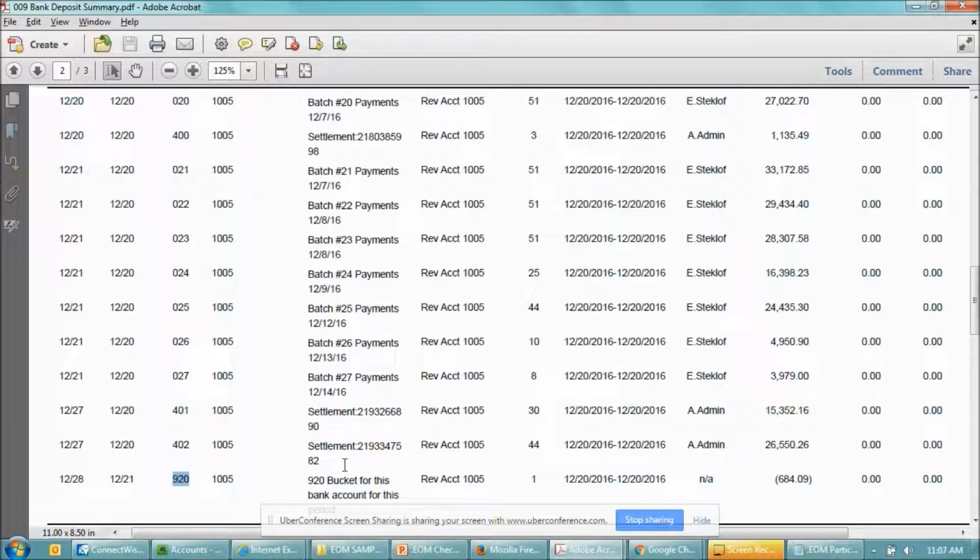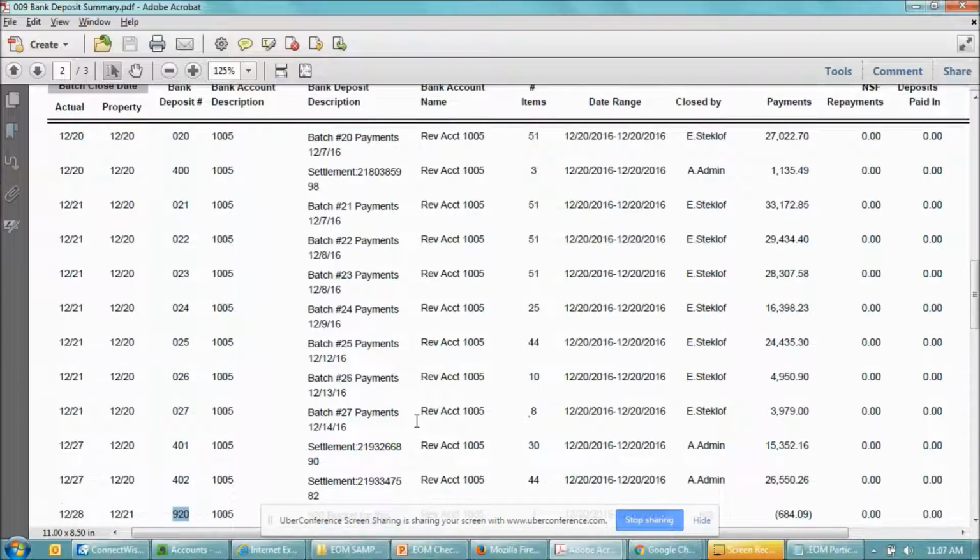900 batches are correction batches. Doesn't mean anything's wrong. It could have just been an edit that occurred or an NSF that reversed out a batch or part of a batch.